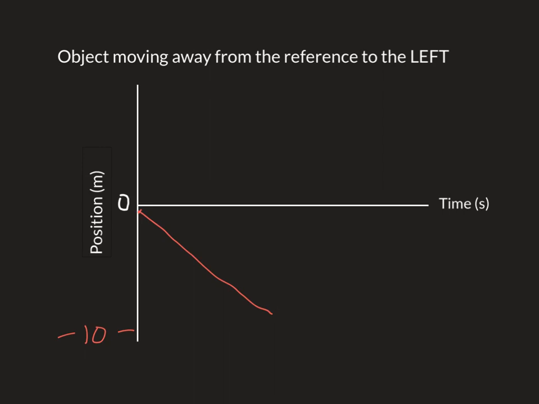So these last two examples are both cases where the object started at the reference point and moved in one direction or the other. Let's talk about some other scenarios that look more like the graph that we calculated the slope on a few slides ago.